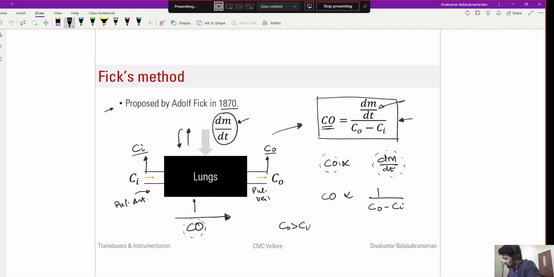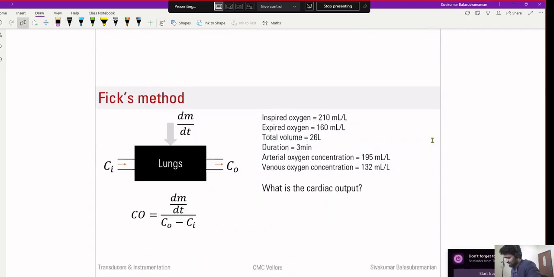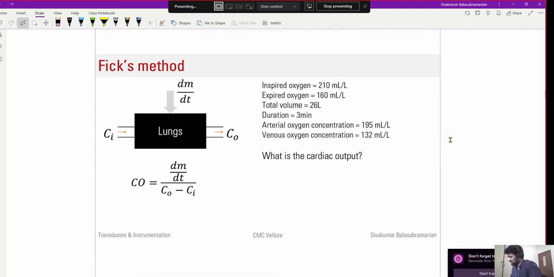And here, the units of dm by dt are say grams per second. The concentration here is grams per volume. So what you will get is volume per second. That's the basic idea. Okay, now let's do a simple example.